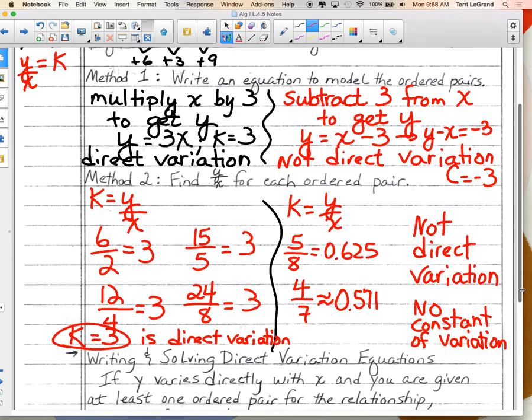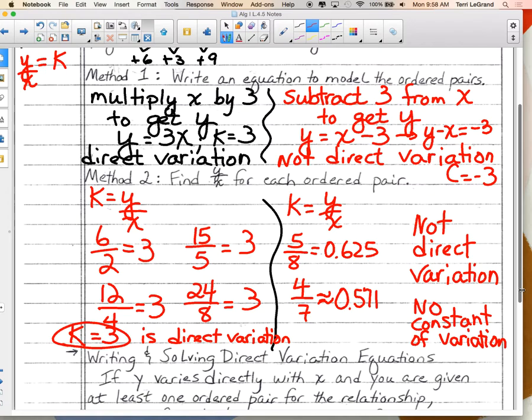So again, when you're doing these in your homework, you choose which method you want to use. Do you want to describe what's happening to x to get the y? Some of you, you're not so bad at that. Others of you, that doesn't go so well. If that doesn't go so well for you, maybe you want to use method 2, where you set up all of the relationships of y over x, divide them out and see if you have a k value, a constant of variation. And then you can determine if you have direct variation or not. Okay? Anybody have questions?